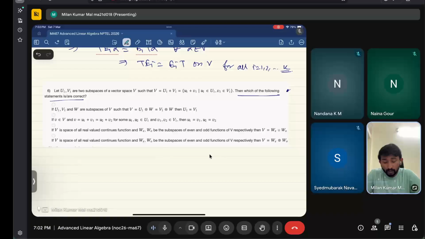If U1, V1 and W are subspaces of V such that V is equal to U1 direct sum W is equal to V1 direct sum W, then U1 is equal to V1. This is the first option. Second option, okay, let me check the first option, whether the first option is correct or not.